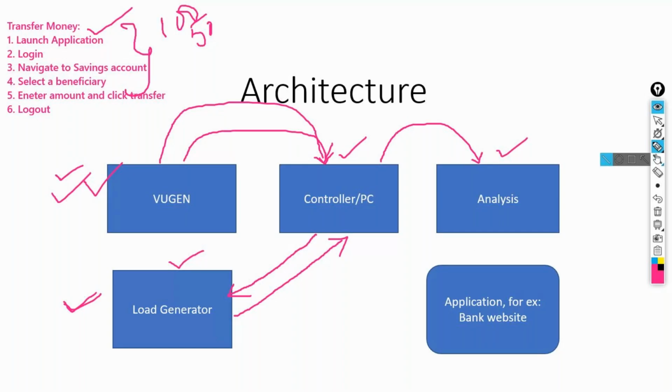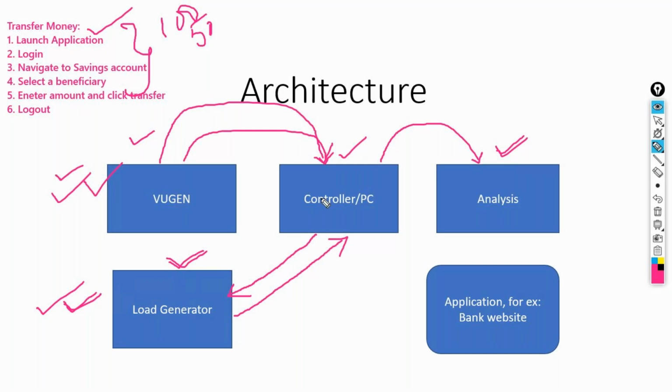So the load generator is to simulate virtual users, VuGen is to generate scripts, and Controller or Performance Center is to configure the scenario and trigger the execution. Analysis is to analyze the results, but the actual execution happens on the load generator.